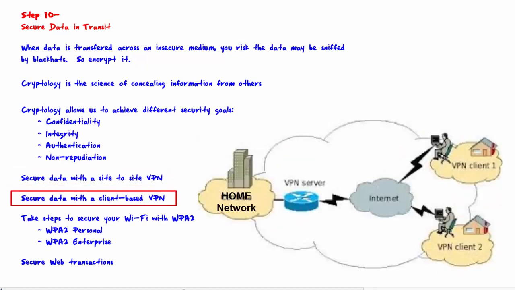Secure data with a client-based VPN. Here, a piece of software is installed on the end user's PC. This allows the remote user to establish a VPN from his laptop to the security appliance on their home network. When we say home network, we don't mean a home where you live, but the home office, the main office. The VPN allows all data between the laptop and the remote network to be tunneled and therefore encrypted.